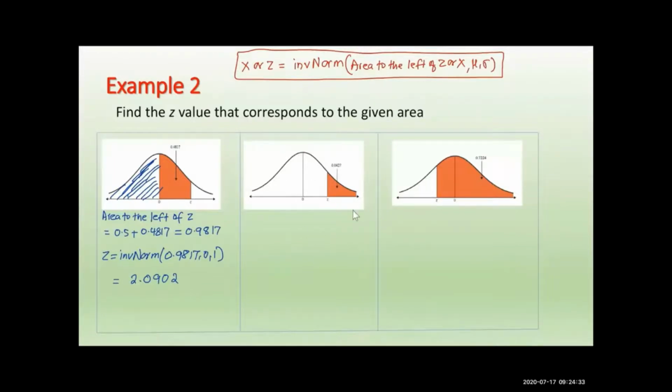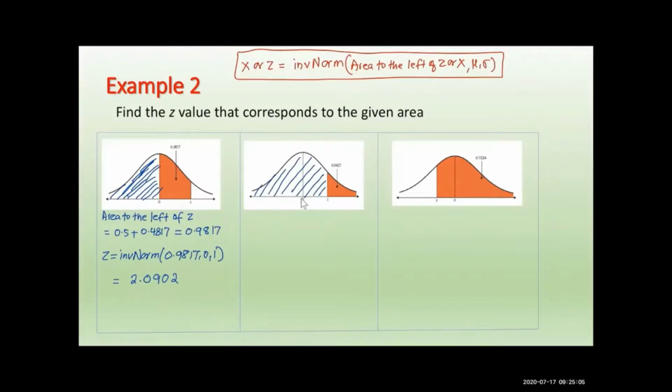Okay, second problem here. You can see they have given the area. Here is the z. They have given the area to the right of z. Area to the right of z is 0.0427. That is given. But we want the area to the left. Actually, we want this area. We want the area on the left. You know that the total area is 1. So from 1, you have to subtract this area to get this one, to get the area on the left.